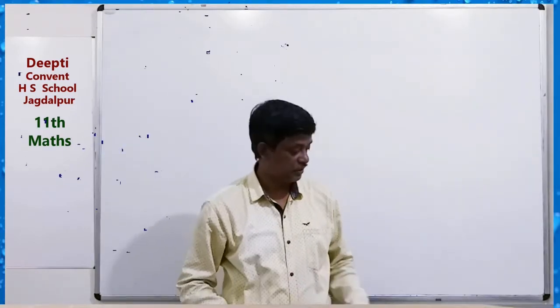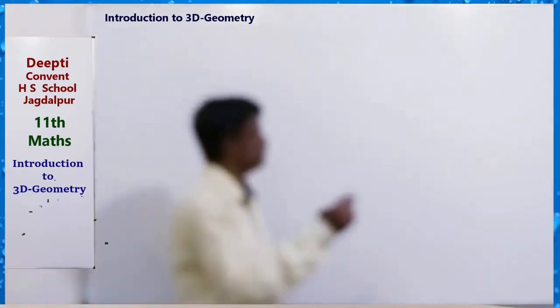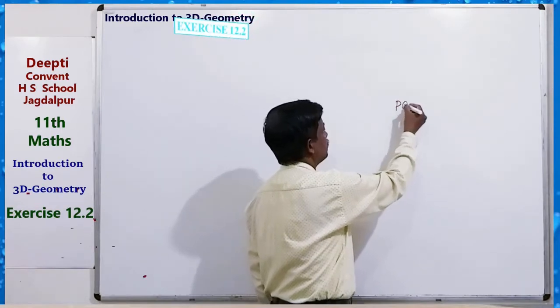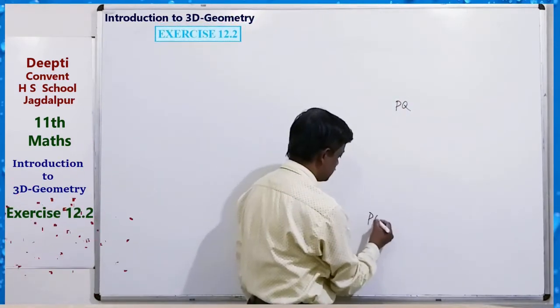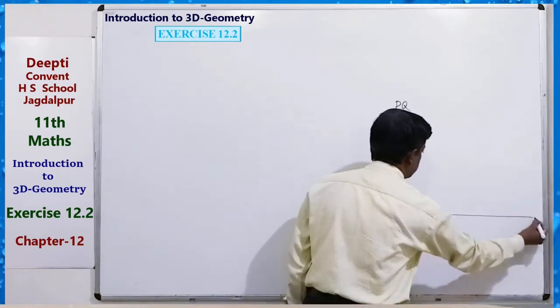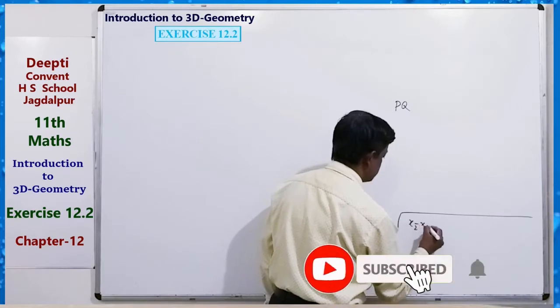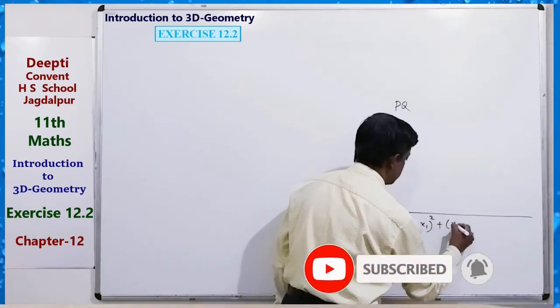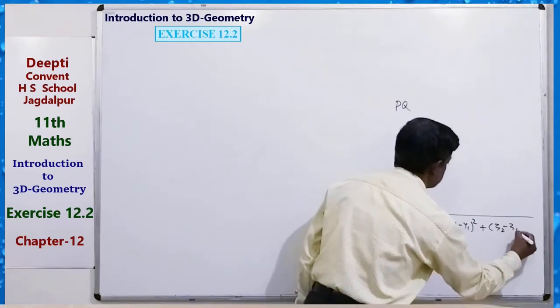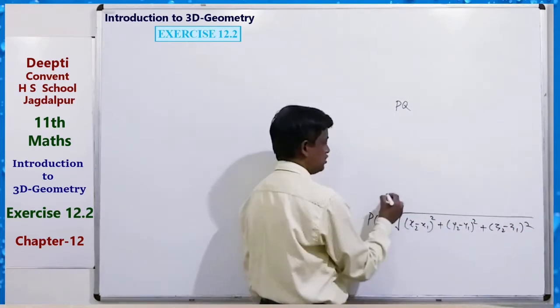Hello dear students, I am continuing the chapter Introduction to 3D Geometry, exercise 12.2. In the previous class we have seen that the distance between 2 points is given by what? PQ equals the square root of (x2 minus x1) square plus (y2 minus y1) square plus (z2 minus z1) square. This is the distance between 2 points.